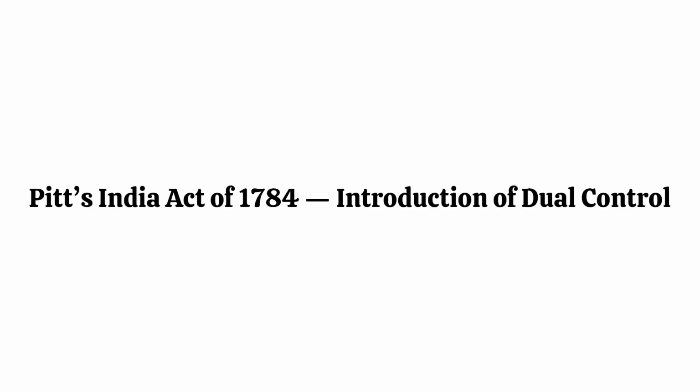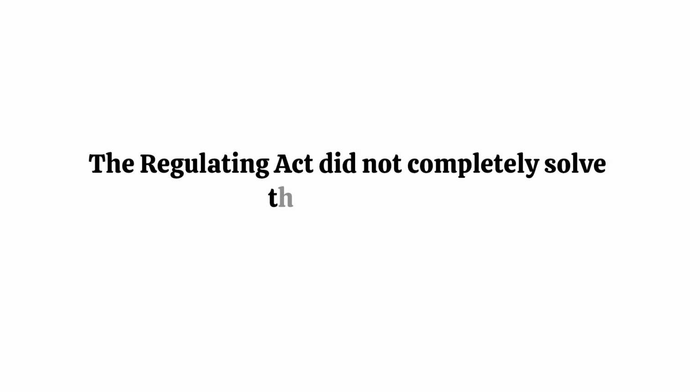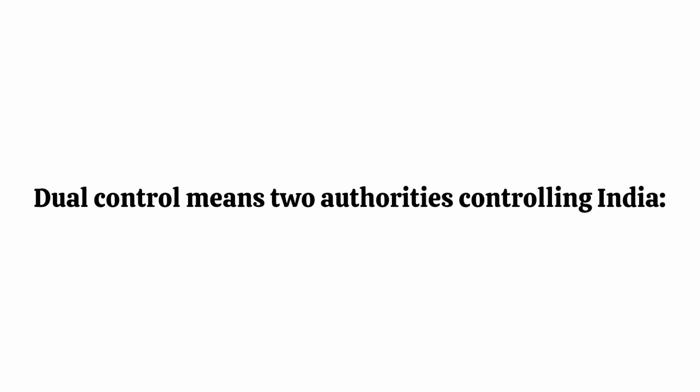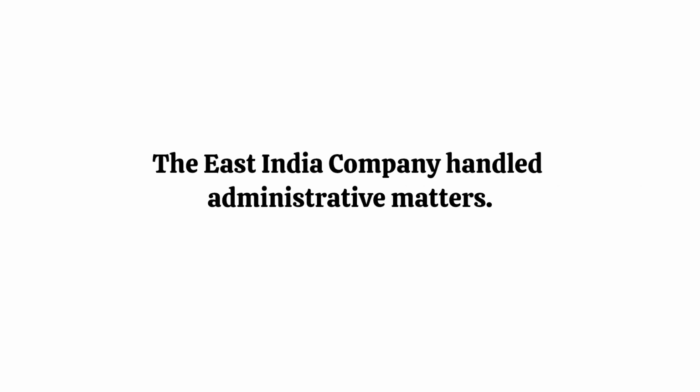Pitt's India Act of 1784, introduction of dual control. The Regulating Act did not completely solve the problems. So the British government passed another act in 1784 called Pitt's India Act. This act introduced dual control. Dual control means two authorities controlling India. The East India Company handled administrative matters. The British government handled political matters.